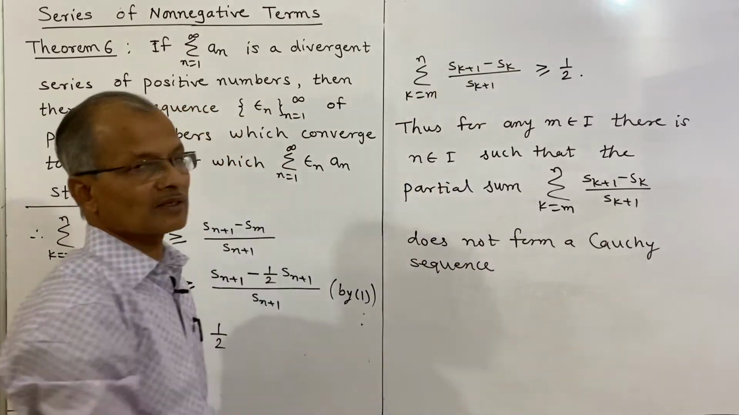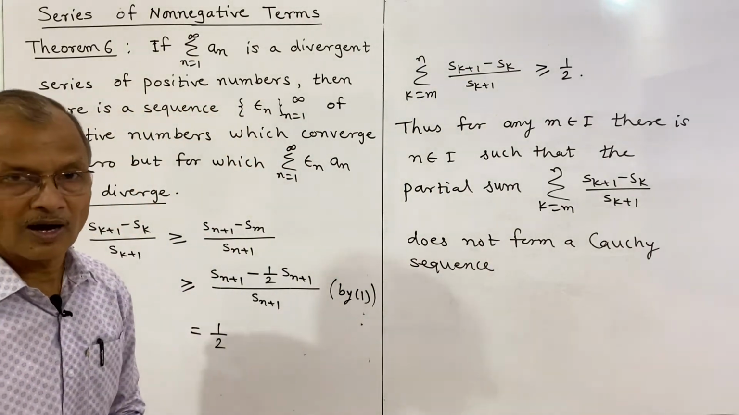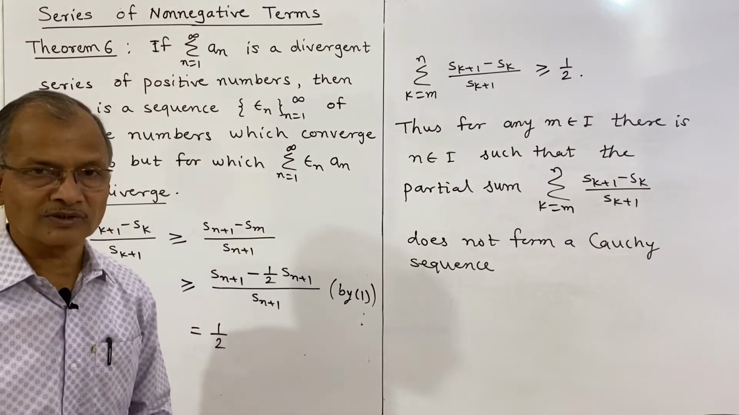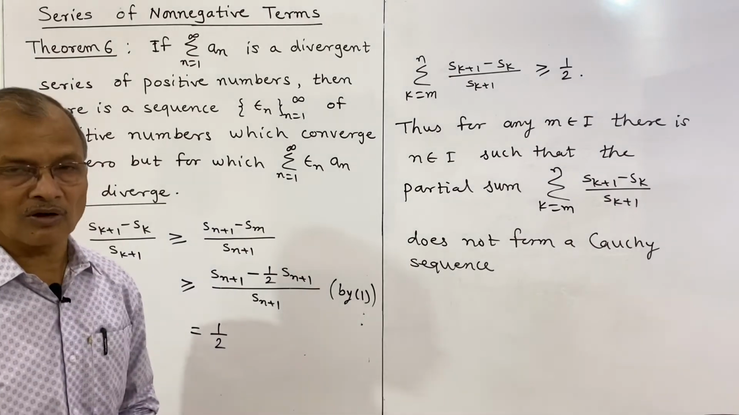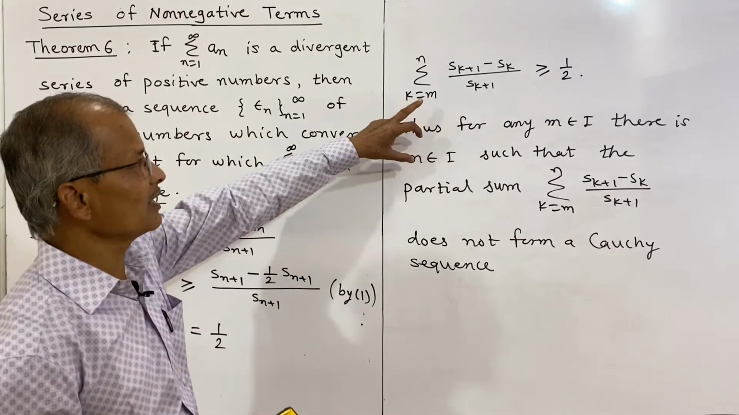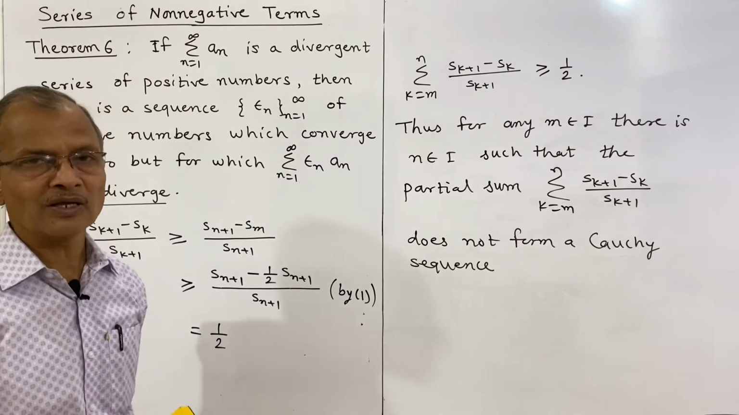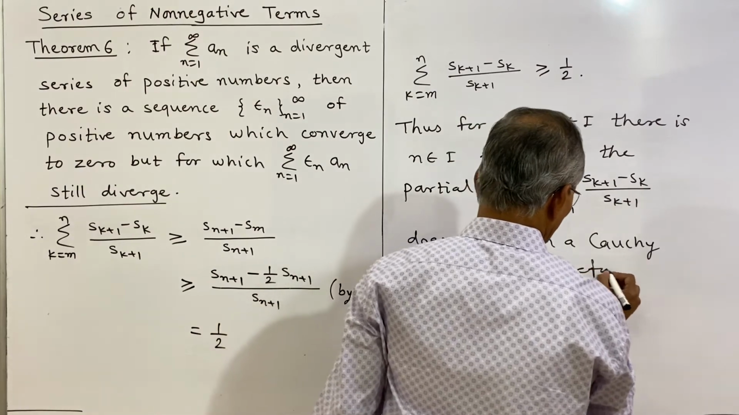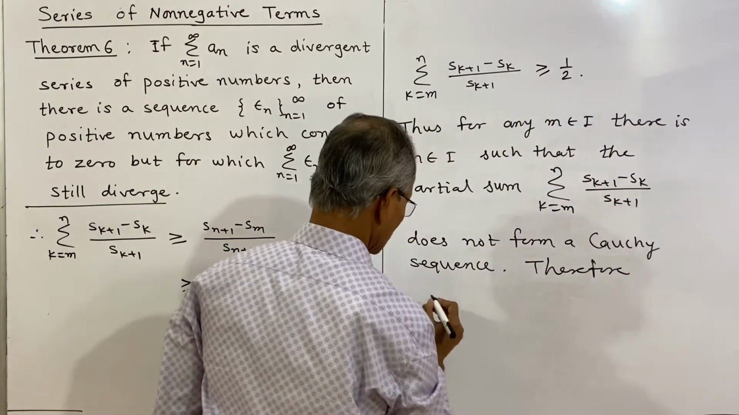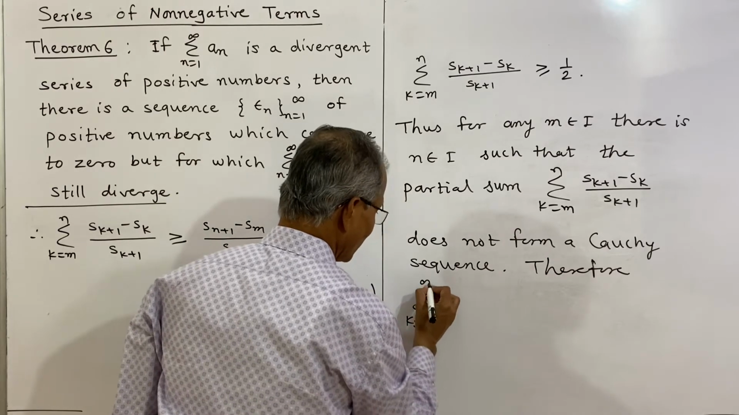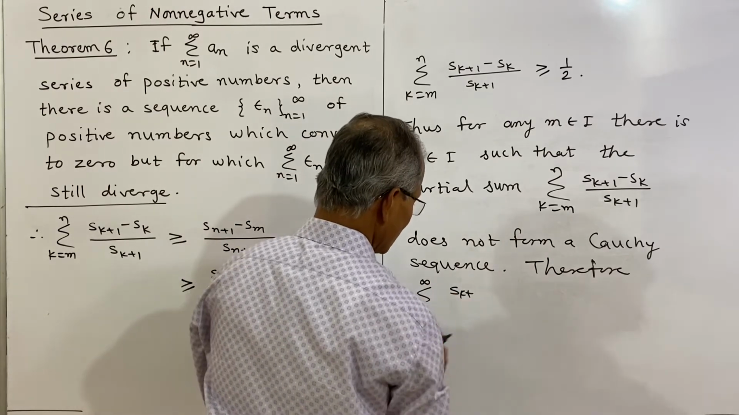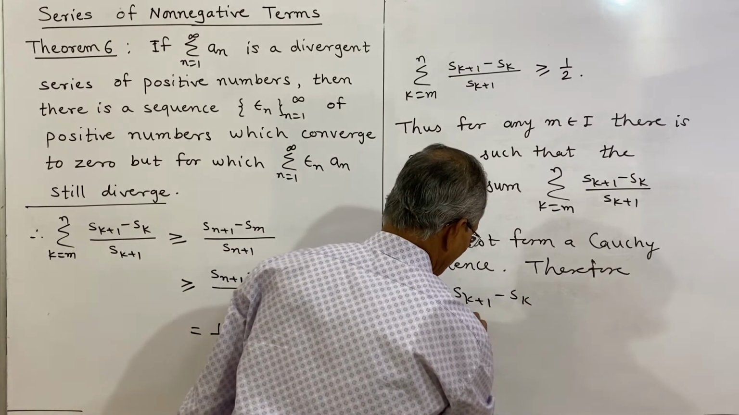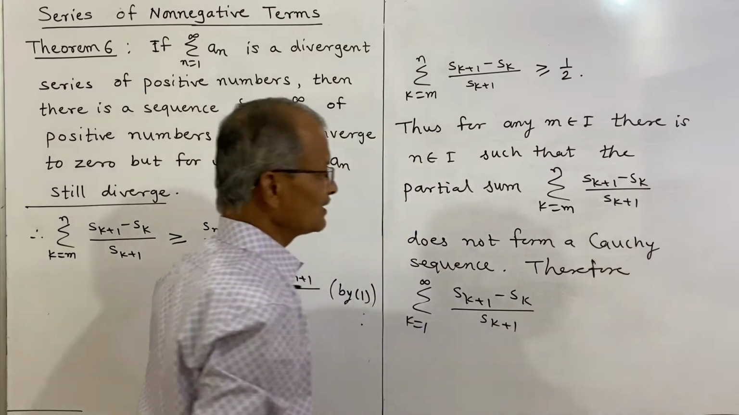Because the partial sum is greater than or equal to half, and therefore, if it does not form a Cauchy sequence, it is not convergent, which means the series is not convergent, or this infinite series, k taking value 1 to infinity, diverges. So, therefore, the series of this, k taking value 1 to infinity of (S_{k+1} minus S_k) divided by S_{k+1}, is divergent.